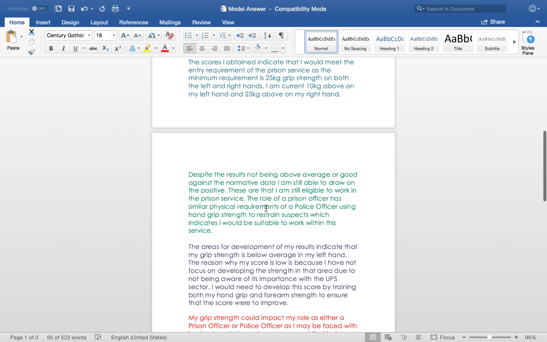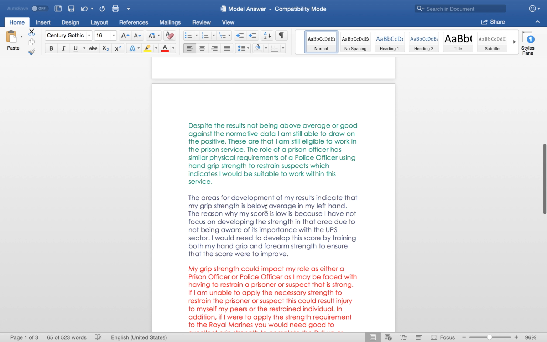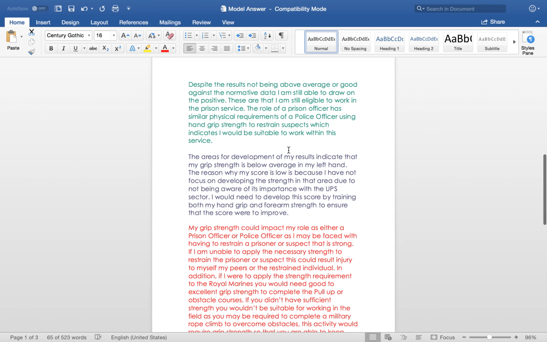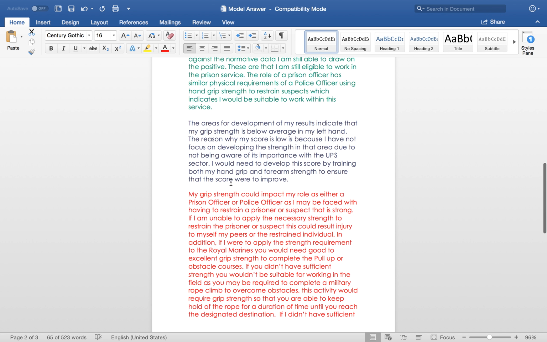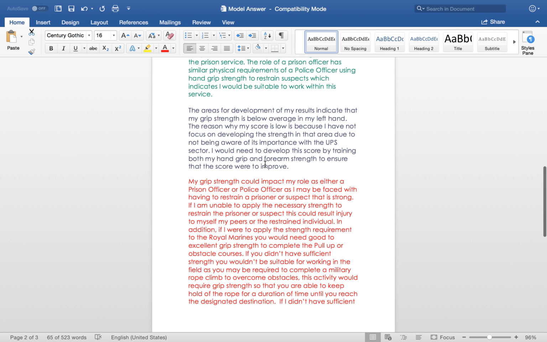However, despite the results not being above average or good, I'm still able to draw on the positives, the fact that I'm eligible to work in the prison service. Okay, and then I've talked about the areas for development. The areas of development of my results indicate that my grip strength is below average in the left hand based on the normative data. The reason why the score is below is because I have not focused on developing the strength in that area due to not being aware of its importance within the uniformed public services sector. I would need to develop my score by training both hands, both my hand grip and my forearm strength, to ensure that the score would improve.